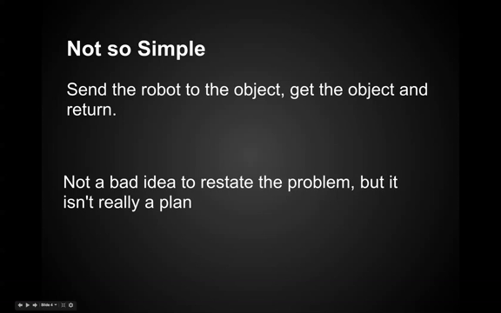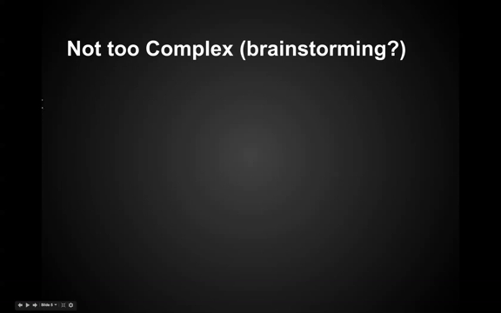For example, if we have read the task, then we know that the robot's supposed to go to an object, pick up the object, and come back. And if our plan says send the robot to the object, get the object, and return, that just restates the problem. Not that it's a bad idea to restate the problem, but it's not really a plan that's going to get us through to code. We also want to be careful not to get too complex.